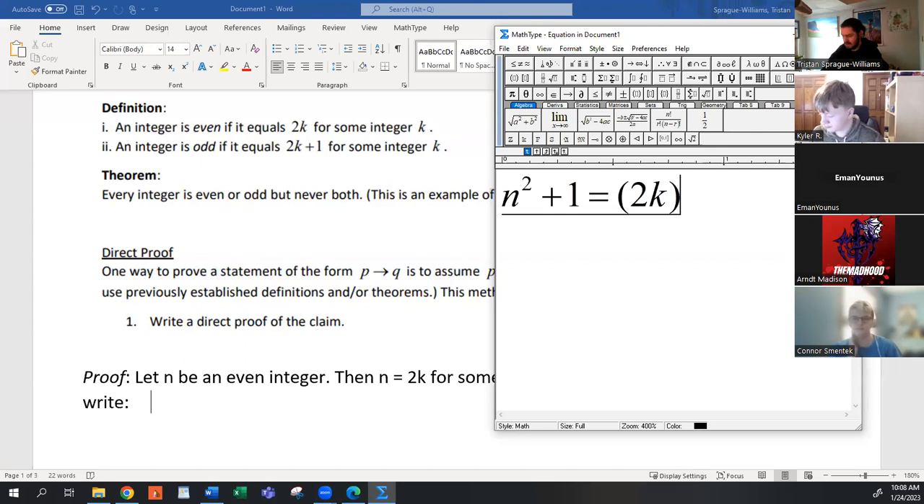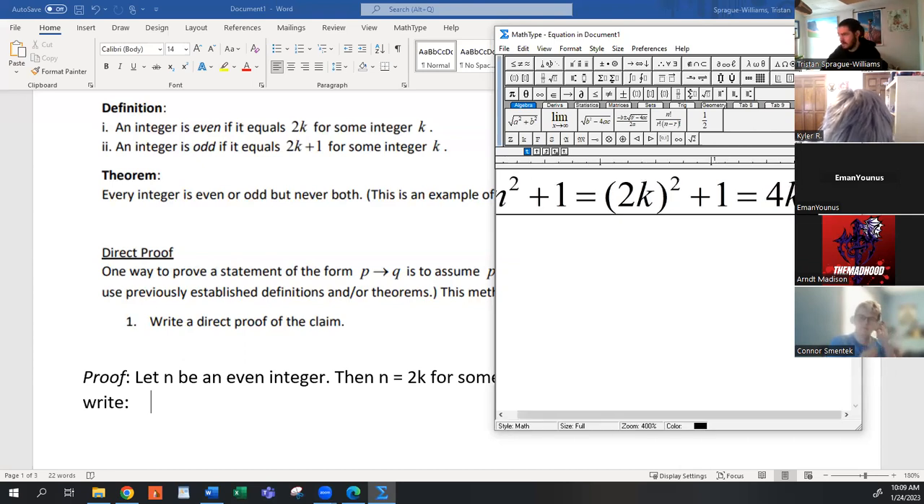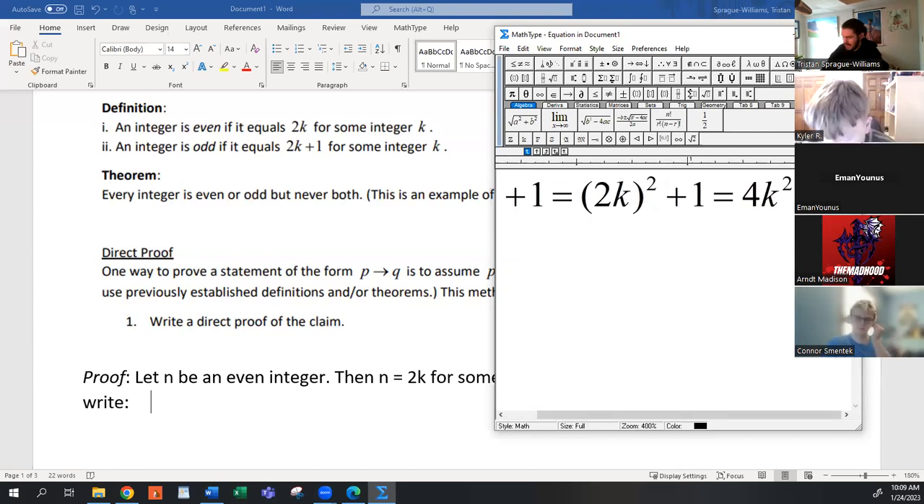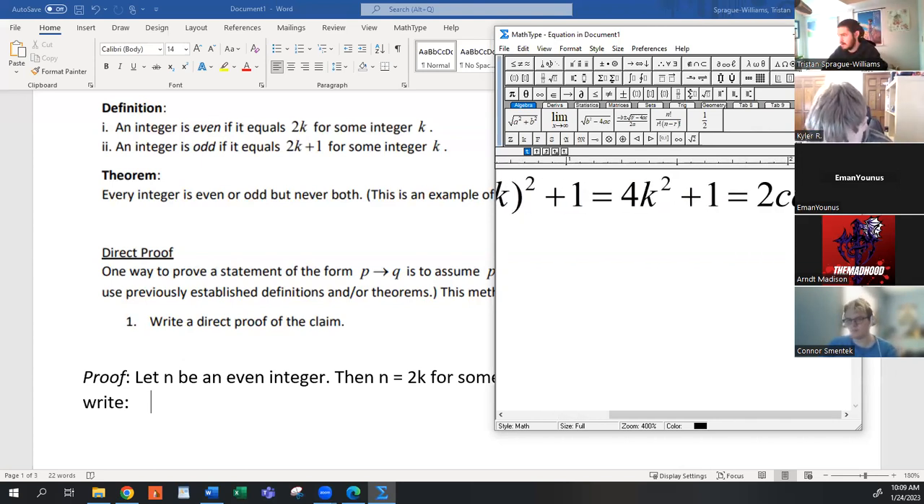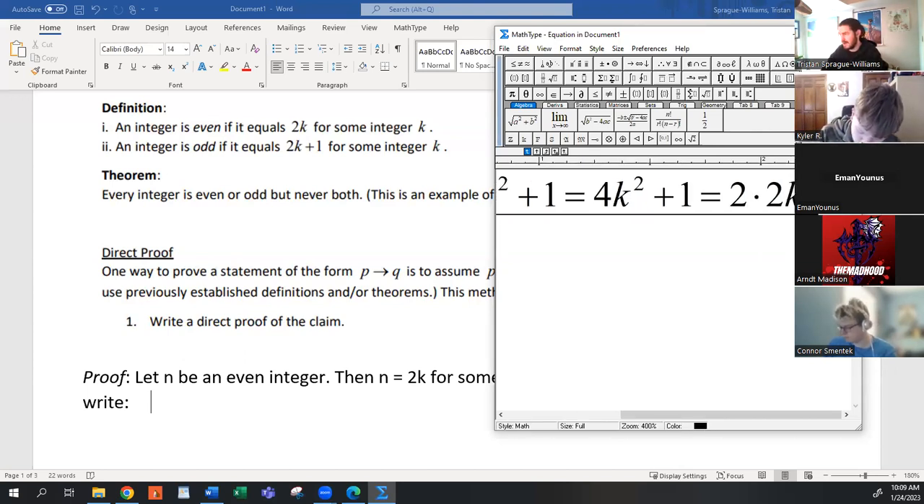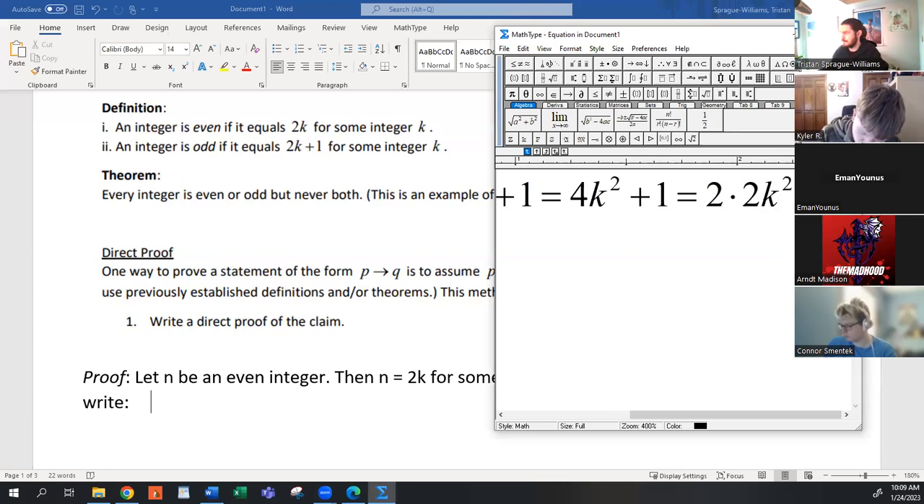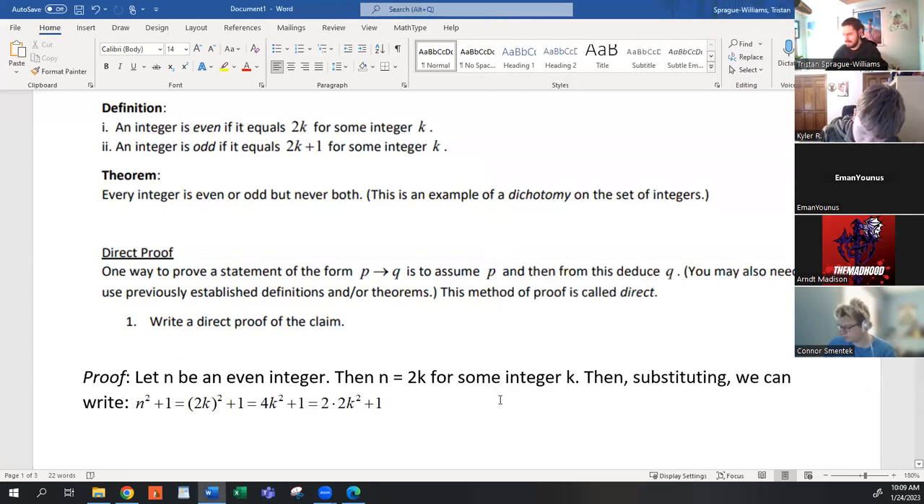So what I'm going to do here is replace n with 2k, since we've stated that they are equal for some k, right? We don't know what k is. It could be anything, but it's something. So then we can do a little bit of algebra here, distributing the square, we get that. And then what I want to do is write this one more time in a slightly different way. 2 times 2k squared plus 1. Okay. Period, because that's the end of a sentence.